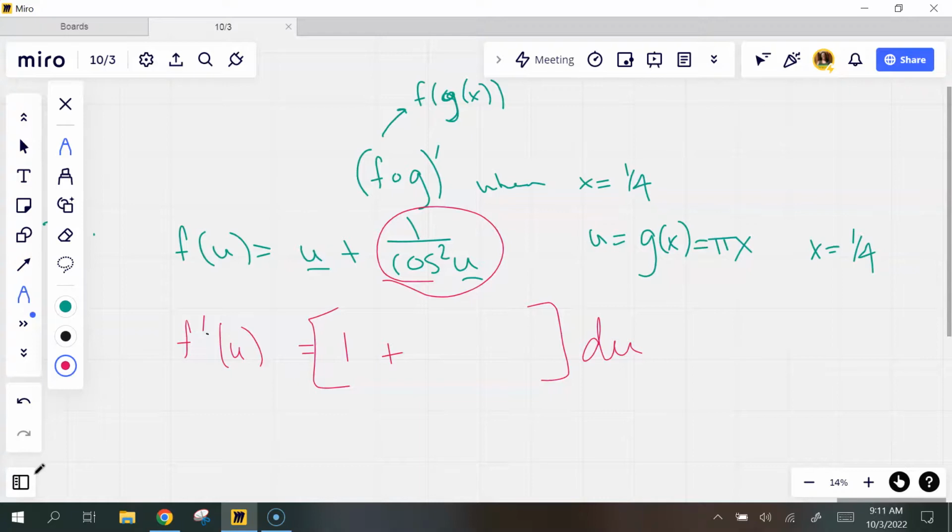Okay, here's what I'm really doing. This might make more sense to you. I'm doing the derivative of f with respect to u, okay? Which means the derivative of u is just 1, right? But then I have to come back and do the derivative of u with respect to x, so that what I end up with in the end is the derivative of f with respect to x. Does that make more sense?